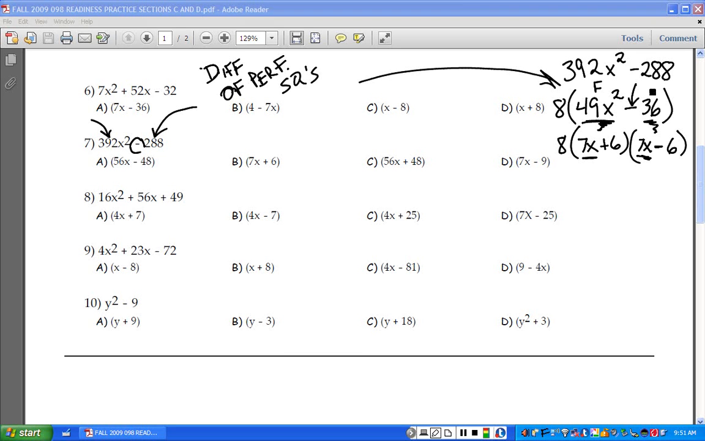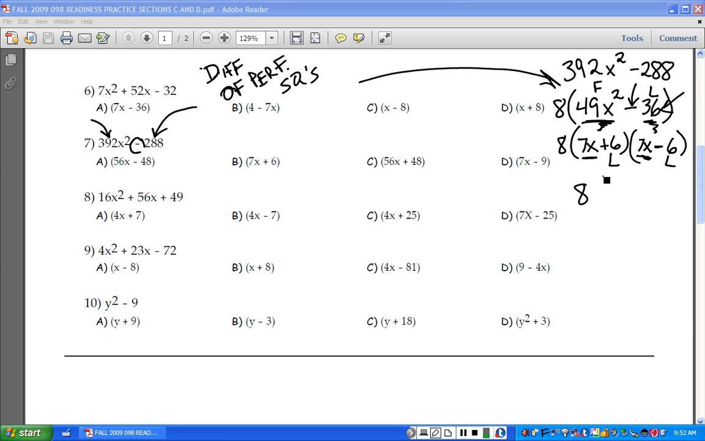Then I look at my last term, which is this negative 36, and by it being a perfect square, I get it by saying the square root of 36 being 6, so 6 times 6. But notice, in order to get a negative 36, the signs on the 6's have to be opposite. So one 6 has to be positive and one 6 has to be negative in order to get a negative 36. So our first times our first gives our first, our last times our last gives us our last.